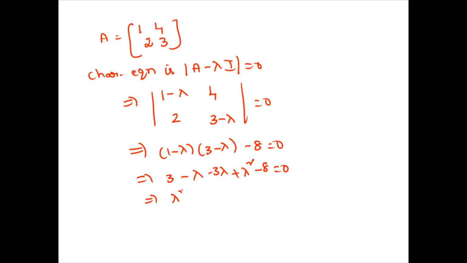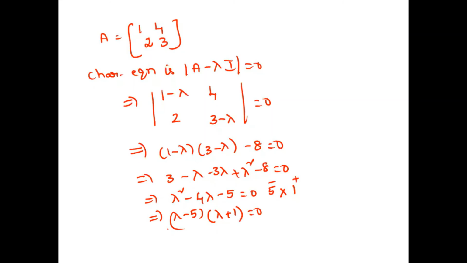From this, lambda square minus 4 lambda minus 5 is equal to 0. Right? So here what are the factors? 5 into 1, so that is minus 5 plus 1. Minus 5 plus 1 is minus 4. Minus 5 into 1 is minus 5. Right? This can be written as lambda minus 5 and lambda plus 1. What are the characteristic roots?